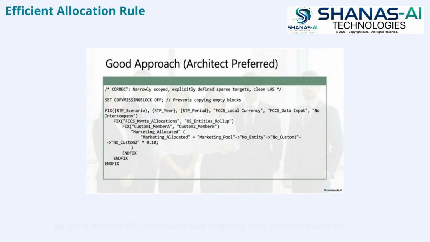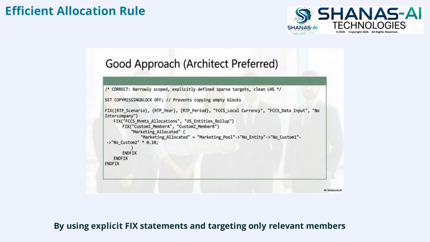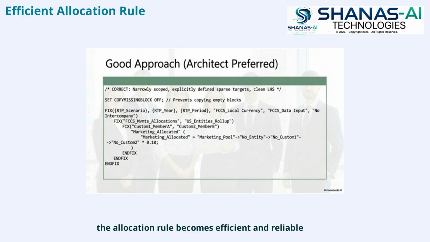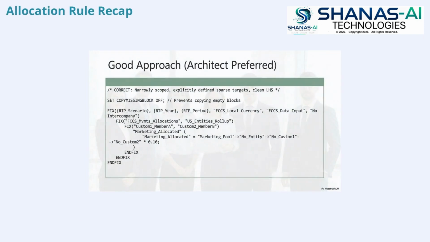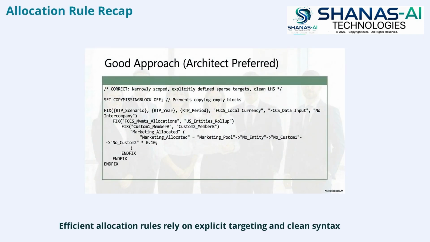By using explicit fixed statements and targeting only relevant members, the allocation rule becomes efficient and reliable. This approach prevents block explosion and ensures that only necessary calculations are performed. Proper scoping is key to maintaining FCCS performance and achieving accurate business results. Efficient allocation rules rely on explicit targeting and clean syntax.